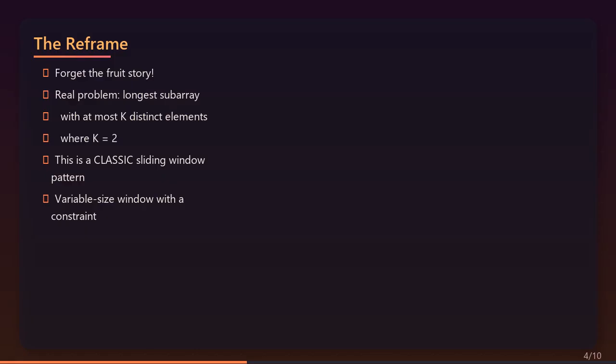Forget the fruit story completely. The real problem is, find the longest subarray with at most k distinct elements, where k is 2. This is one of the most classic sliding window patterns. It's a variable size window. The window grows as long as the constraint is satisfied, and shrinks when we have too many distinct elements. Same approach works for any k.